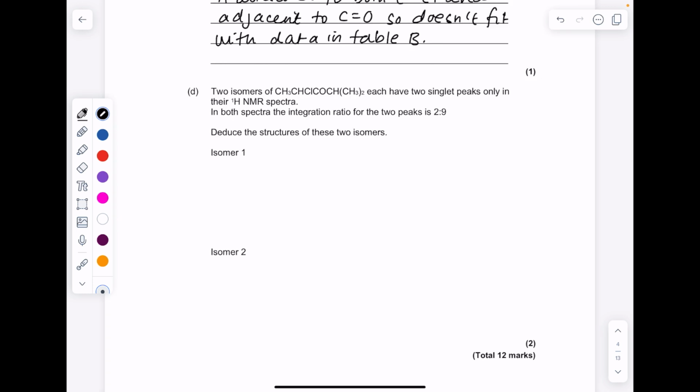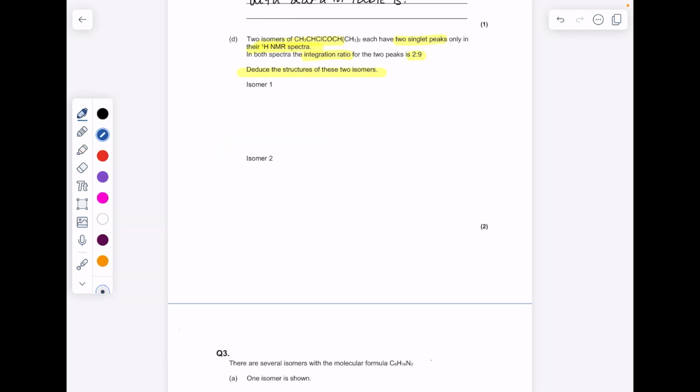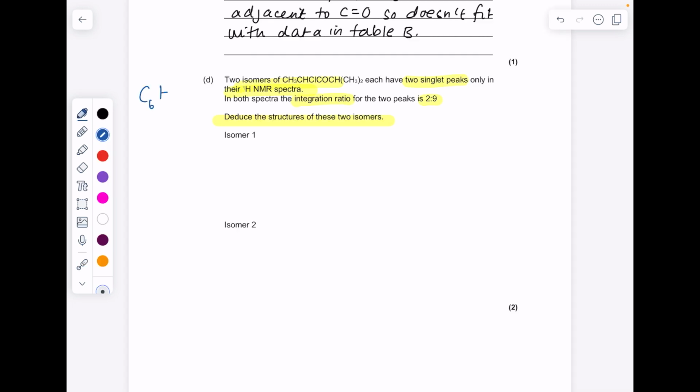Two isomers of blah each have two singlet peaks only in their proton NMR spectra. In both spectra, the integration ratio for the two peaks is 2:9. Deduce the structures of these two isomers. Okay, the first thing I want to do is work out the molecular formula. So we have 6 carbons, 11 hydrogens, a chlorine and an oxygen. Now the integration ratio is 2:9, which adds up to 11. Which is super handy because we know we've got 11 hydrogens altogether.